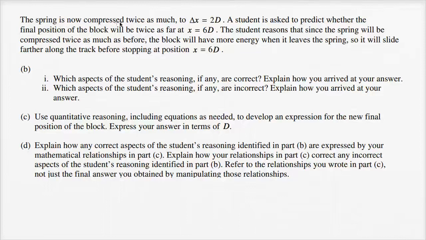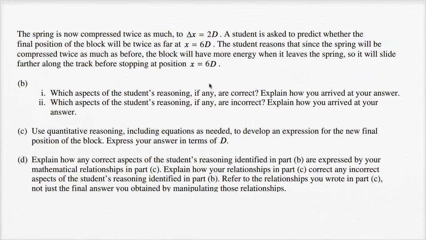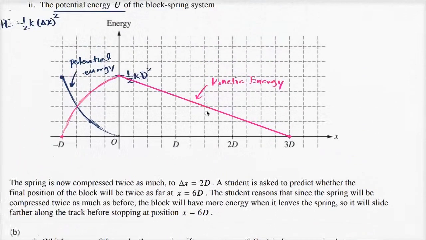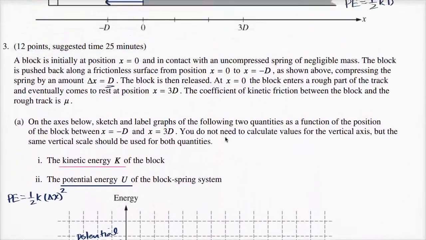The spring is now compressed twice as much, to delta x equals 2d. A student is asked to predict whether the final position of the block will be twice as far, at x equals 6d. The student reasons that since the spring will be compressed twice as much as before, the block will have more energy when it leaves the spring, so it will slide farther along the track before stopping at position x equals 6d. So let's just think about what the student is saying, or what's being proposed here.